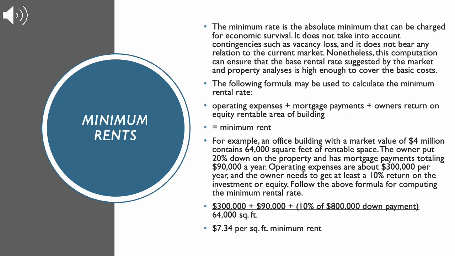$300,000 plus $90,000 plus 10% of $800,000 down payment, divided by 64,000 square feet, equals $7.34 per square foot minimum rent.